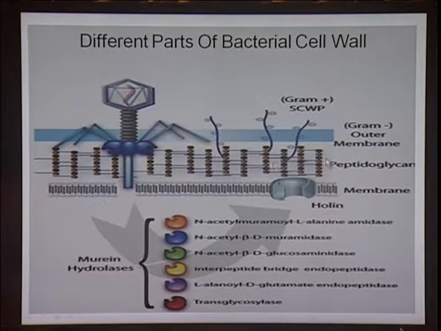Now, definitely there is a bacterial cell wall component called secondary cell wall polymers, and these secondary cell wall polymers are present in the different parts of the bacterial peptidoglycan, and they are being attacked by different bacteriophage. This bacteriophage is producing different groups of enzymes like the alanine amidase, the muramidase, the glucosaminidase, the endopeptidase, the glutamate endopeptidase, and finally the transglycosylase.